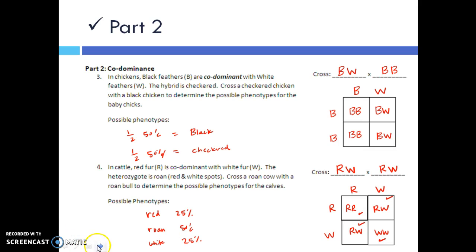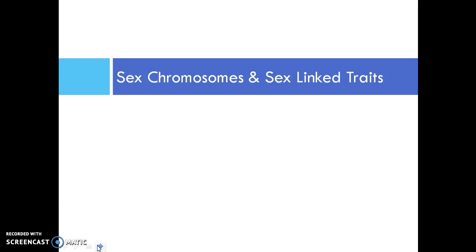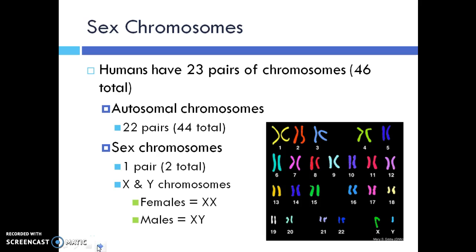We are going to talk about one last type of non-Mendelian inheritance. In order to do that, we're going to talk a little bit about sex chromosomes and sex-linked traits. So take a look here at this karyotype. Karyotype is a picture of all of the chromosomes in the human body. Humans have 23 pairs of chromosomes, or 46 total. 22 pairs, or 44 of these, are autosomal, which means that they just control regular old traits. And 1 pair is our sex chromosomes. Here are the sex chromosomes right down here. You can either have an X chromosome or a Y chromosome. Females have 2 X's. A male would have an X and a Y.